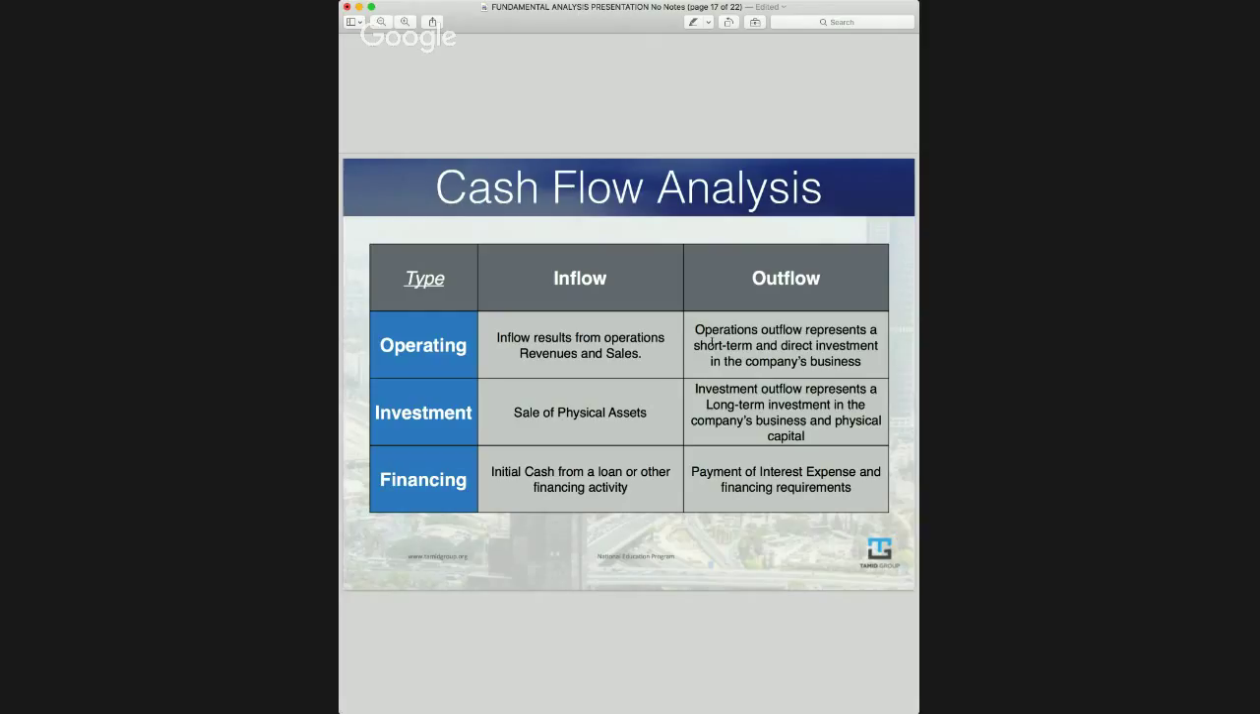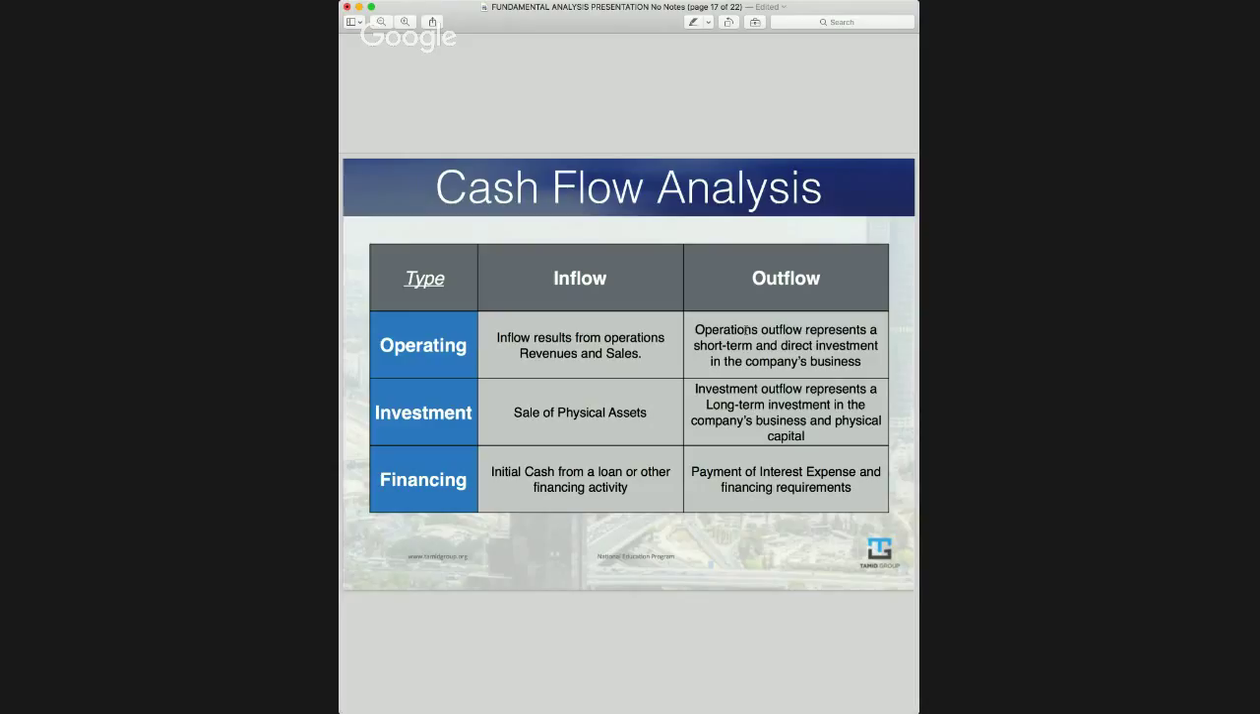We don't want to see someone trying to sell Sharpies making all its money from selling pads of paper. We want to see that its operating inflows are greater than all its other inflows. An operating inflow is going to result from the sale of goods and services. Operating outflow is going to result from a short-term direct investment in the company's business.